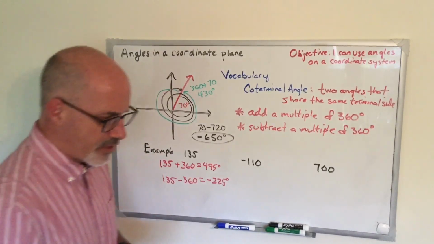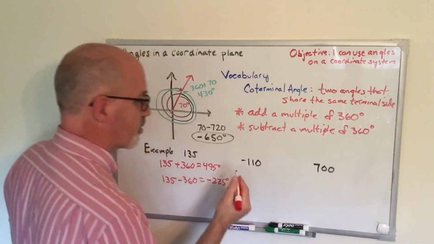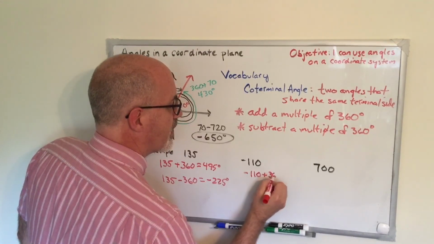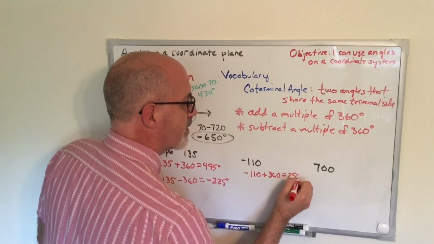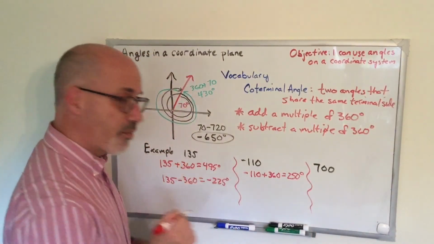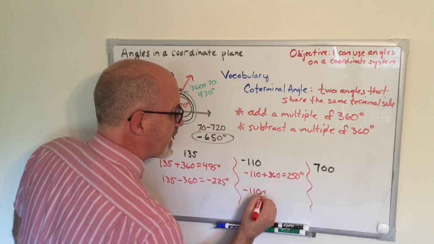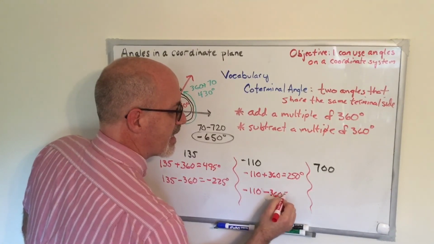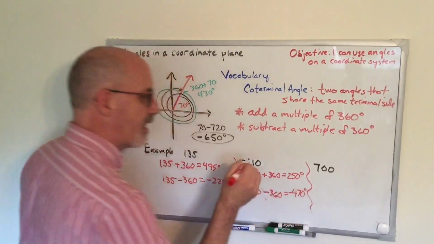Now that you've tried it, let's do it together. I'm going to stick on this first one with adding 360 and subtracting 360. So negative 110 plus 360 would give me a positive value of 250 degrees. So that would be coterminal positive. And if I wanted another negative that would be coterminal with it, if I take negative 110 and subtract 360, that would have me end at negative 470. And there I have two angles.